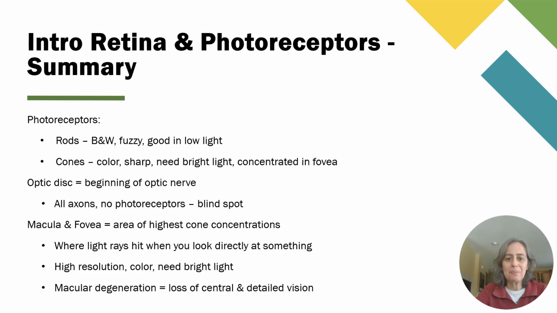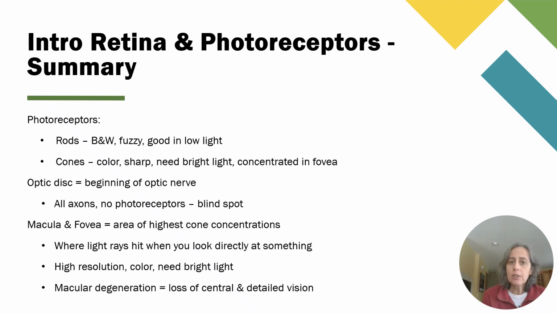It's kind of cool. All right, so for this introduction to retina and photoreceptors, I'm going to start with photoreceptors. The rods give us our black and white vision. They're a little bit fuzzy, but they're very good in low light, so that's our night vision. Cones see in color. It's pretty sharp, but they work best with bright light. And of course, they are most concentrated in the fovea, which is why we get such sharp, detailed images from what we're looking directly at.